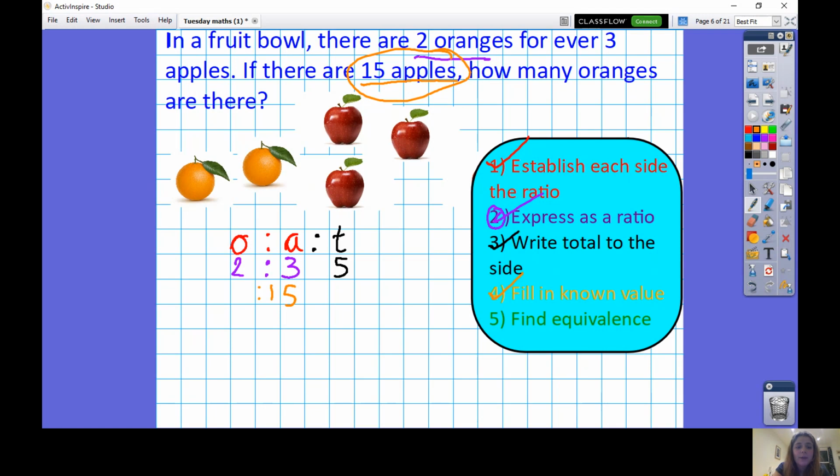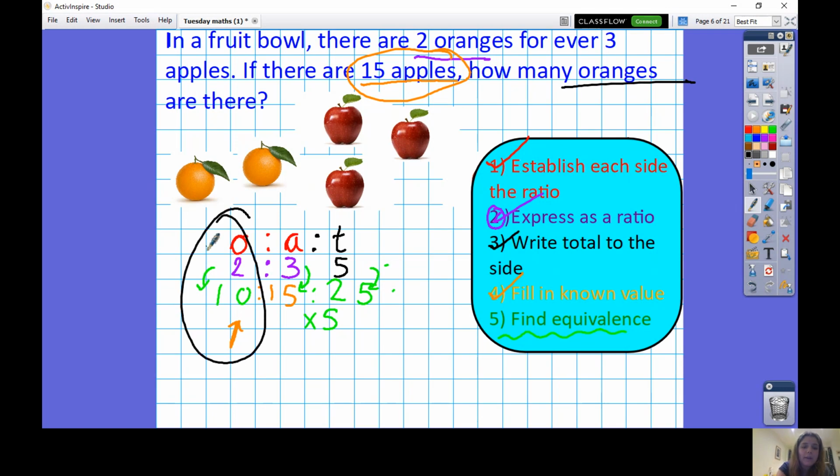My question asks me how many oranges are there? So in order to calculate that, I'm going to use my equivalences just like with fractions. How do I get from 3 to 15? What have I multiplied by? 3 times 5. I now need to multiply all of these numbers by 5. 2 times 5 is 10 and 5 times 5 is 25. Now I have all of the information for both the ratio and in the problem. I need to now just write my answer. How many oranges are there? Look in the orange section. How many oranges? There are 10 oranges.